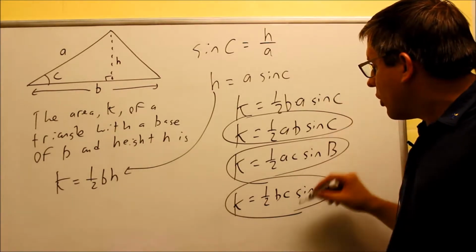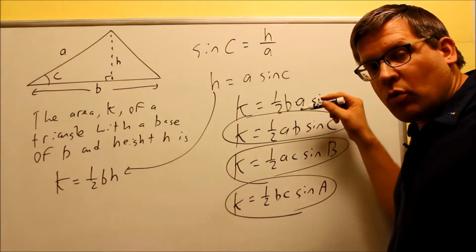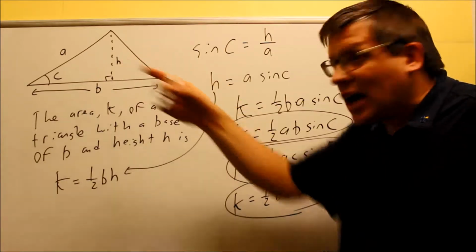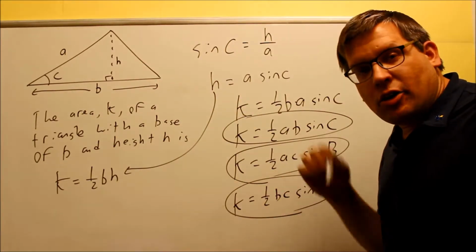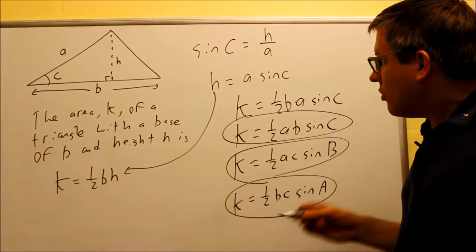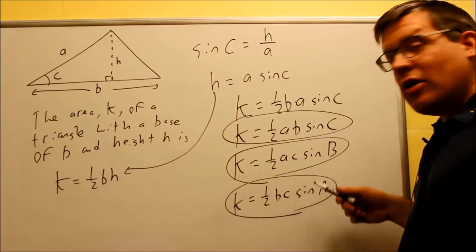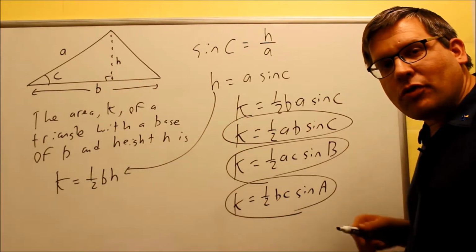So therefore, you're going to pick the one that involves the sides that happen to be labeled on your particular triangle. So sometimes they'll give you angle C, angle B, or angle A. That's going to tell you which of the three formulas you're going to use.